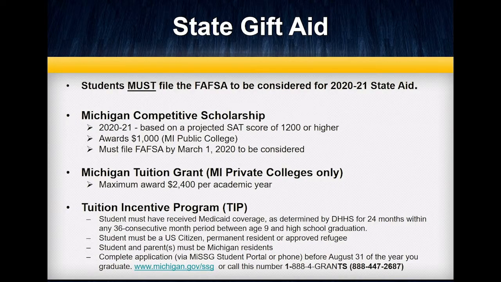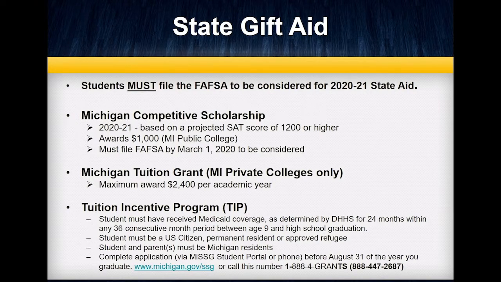Some students, after the March 1st deadline, do not file the FAFSA thinking that they're too late. So I want to just make a note here that we strongly encourage students to continue to file the FAFSA after March 1st. You can complete the FAFSA until June 30th of 2021. So it's important to know that the FAFSA can still be filed after March 1st. This is just the state aid deadline date.